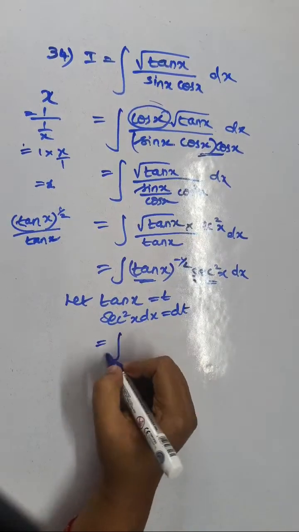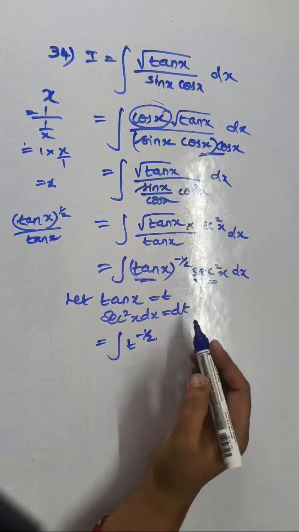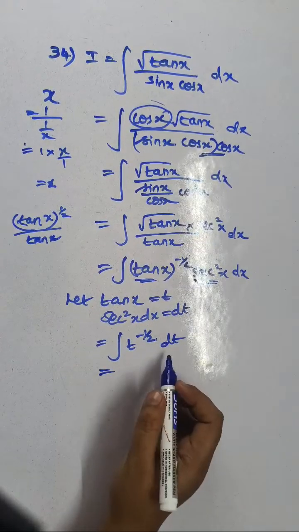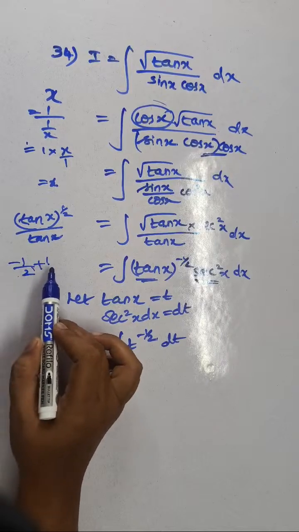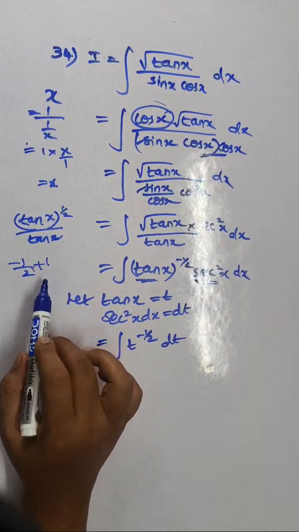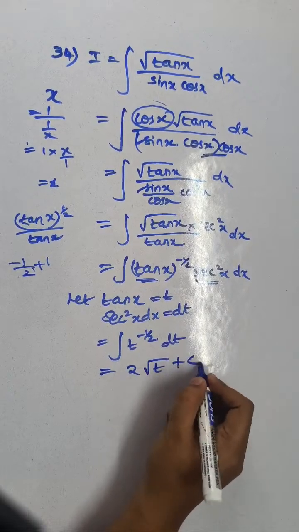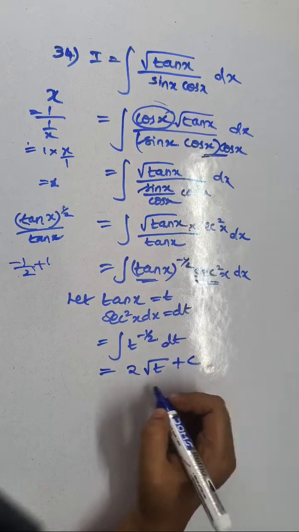So the given question can be written as t power minus half. In place of secant square x dx, it can be written as dt. So t power minus half. When we add the powers using the power rule, that will become power plus half. So 2 root t plus c. Either you can write 2 into t power half or 2 into root t.